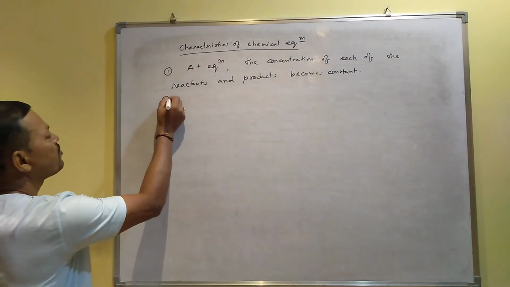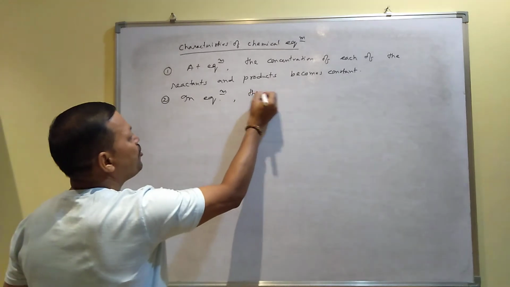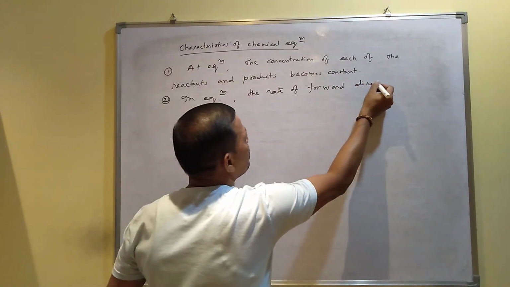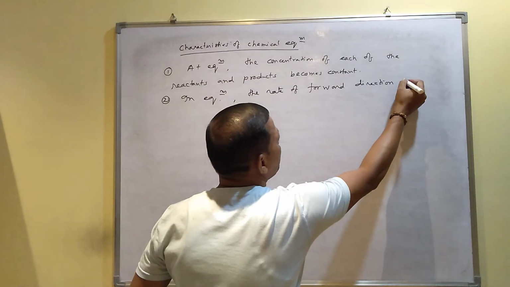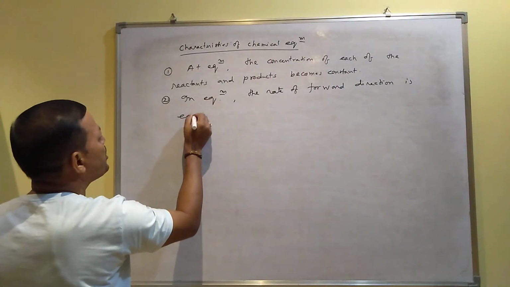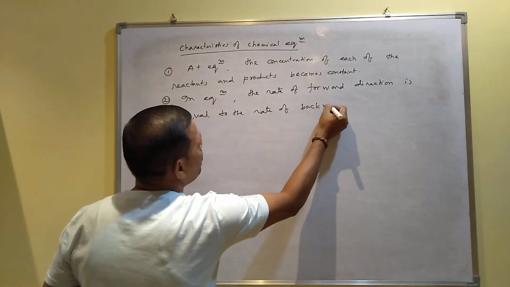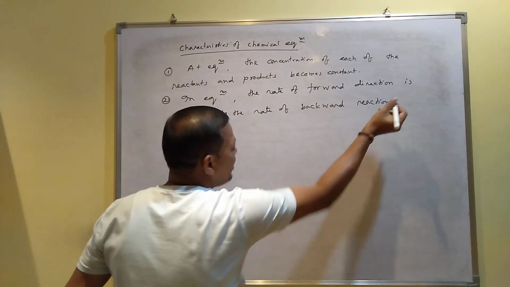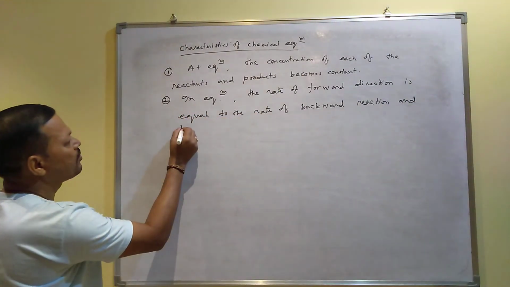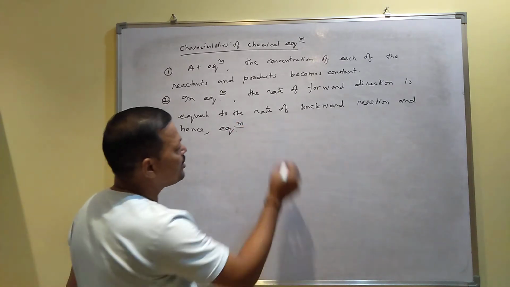Number 2, in equilibrium, the rate of forward direction or forward reaction is equal to the rate of backward direction or backward reaction, and hence equilibrium is dynamic in nature.